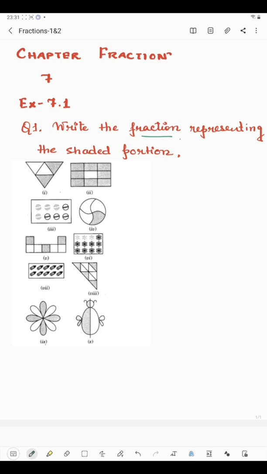Now in the first part we have to count the number of parts at first. So 1, 2, 3, 4. Total number of parts are 4, and out of 4 parts, how many parts are shaded? This and this is shaded. So out of 4 parts, 2 parts are shaded. So the fraction representing the shaded portion is 2 by 4. So 4 is the total number of parts and 2 is the number of parts shaded. Okay.